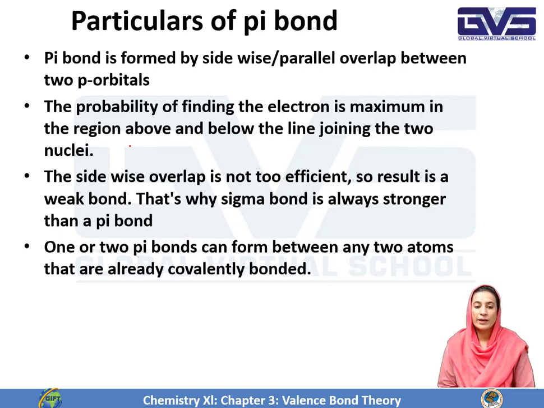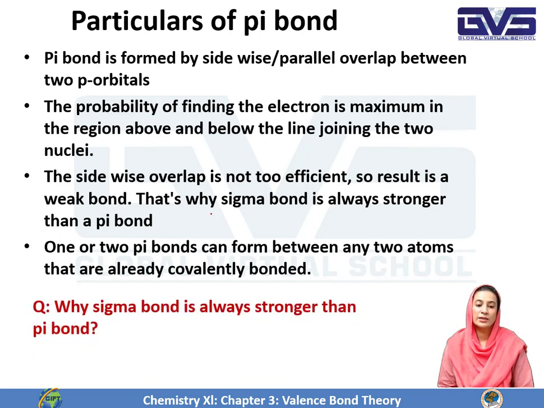One or two pi bonds can form between any two atoms that are already covalently bonded. I already told you, if they are already covalently bonded, they already have a sigma bond, then one or two pi bonds are formed, and the electrons in those pi bonds are called pi electrons. The question is why a sigma bond is always stronger than a pi bond. I have already explained this. So describe this: why a sigma bond is stronger than a pi bond, or why a pi bond is weaker than a sigma bond.